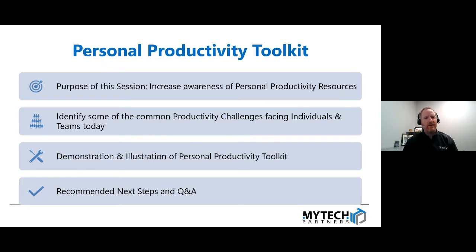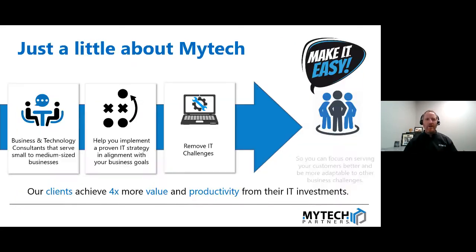We're also going to talk about and identify some of the common productivity challenges that face individuals and teams, but primarily individuals, that we all face, and there are some tools and ways in which we can help each other through that. We are then also going to do a brief demonstration, show you a few of the different ways in which you might be able to interact with your personal productivity toolkit, as we call it. And finally, we do have some recommended next steps if you are a leader, supervisor, manager, or an individual, that you can take to put some of this information into action.